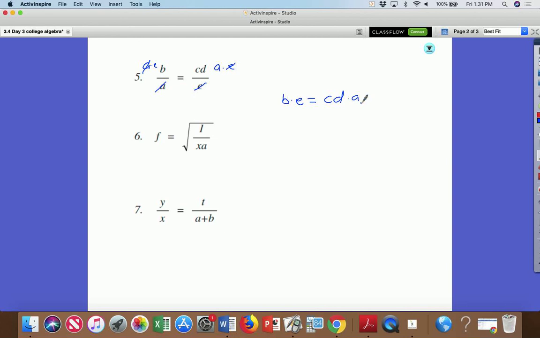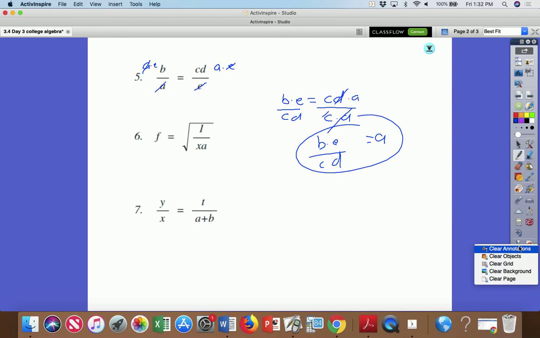Now what I want to do is solve for A. So give me a thought there. Right, so you can divide by that entire pair of letters, because those entire pair of letters equal 1 when you divide. So you have A equal to B times E over CD. Okay, so let's look at the next one here.